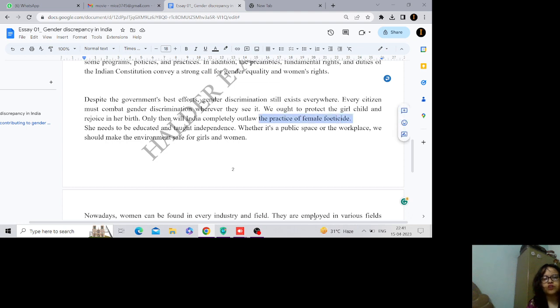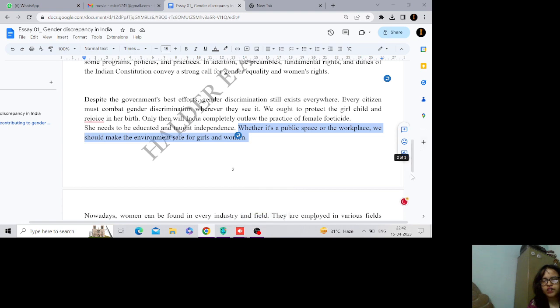India has to outlaw or curb the practice of female feticide. There is a malpractice where, knowing that it's a female child, the fetus gets killed. A girl child needs to be educated and taught independence. She should know the rights she has, and she should get proper education. Whether it's a public space or the workspace, we should make the environment safe for girls and women.